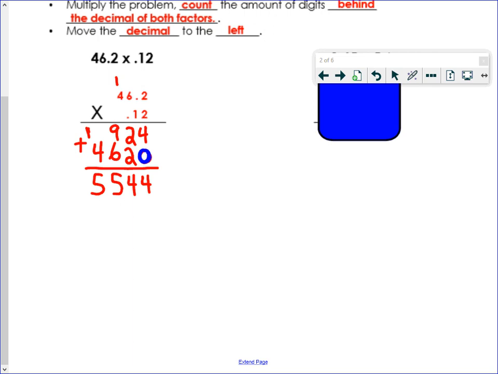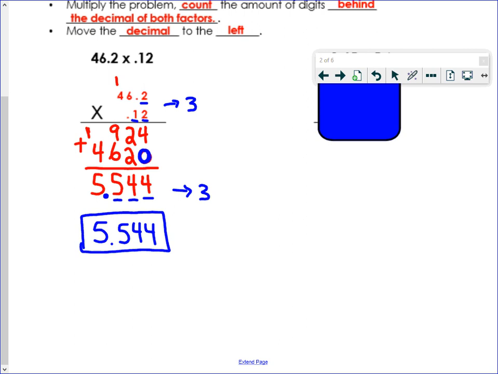All right, now this is the new part. So the new part is you're going to count how many digits are behind the decimal point. So in this case, we have 1, 2, 3. And then starting from the right in our answer, we're going to move 3 spaces to the left. So we have 3 here. And we're going to have 3 here as well. And then that's where we're going to put our decimal point. So our final answer is going to be 5 and 544 thousandths.